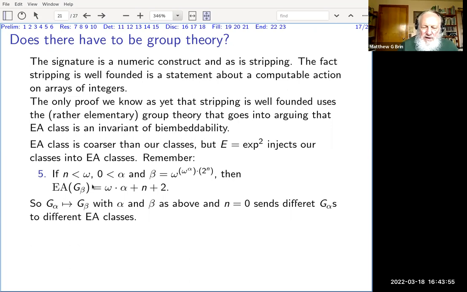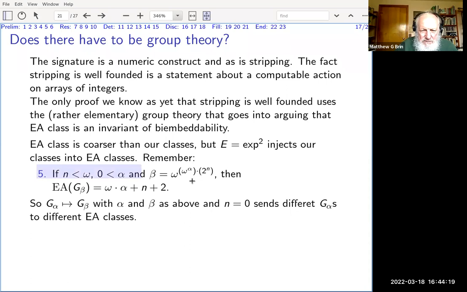And the claim is that the stripping operation on a purely numerical basis is well-founded. And we don't know how to prove that. It's not like we tried very hard. The only proof that we know uses the group theory, and it uses the fact that the EA classes distinguish between some of the classes.